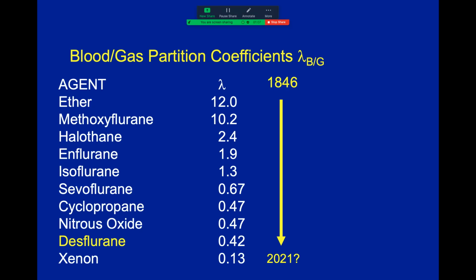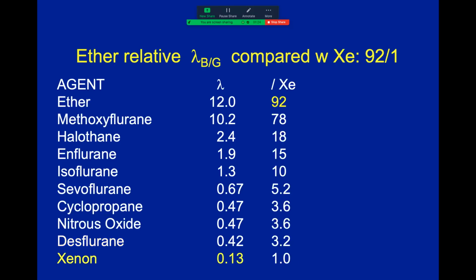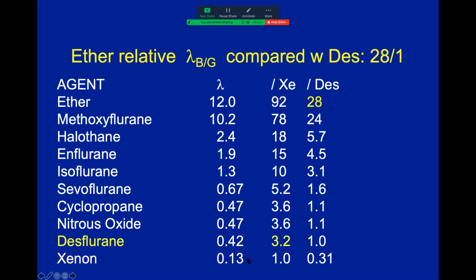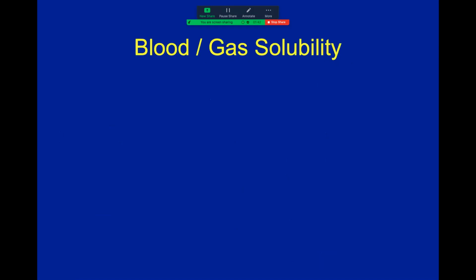When we look at the partition coefficients or solubilities of our drugs from 1846, with the introduction of ether, all the way to very recent years of modern anesthetics and xenon possibly coming in the future, we see a solubility range that's quite large. We see that ether at a solubility of 12 is 92 times more soluble than xenon, and it's 28 times more soluble than desflurane, an incredibly wide range of blood gas solubility.